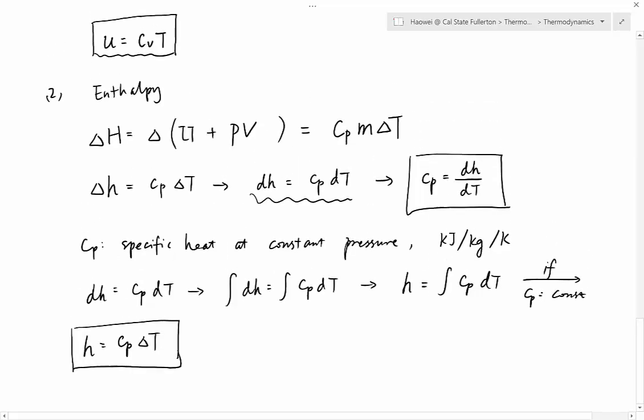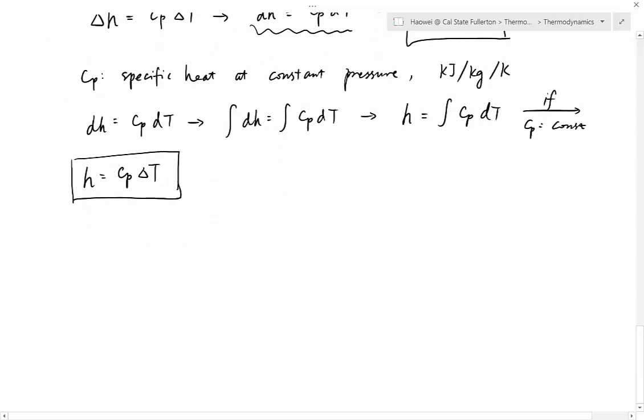And just like before, Cp is a material property which usually depends on temperature. And again, because the change over temperature is so small, usually in this class, we always assume Cp is a constant, unless otherwise stated. Alright, so that's Cp and Cv. And now we talk about the relation between those two specific heats.